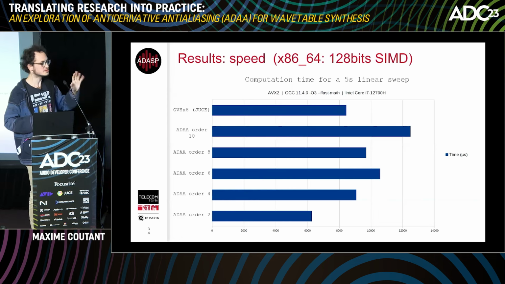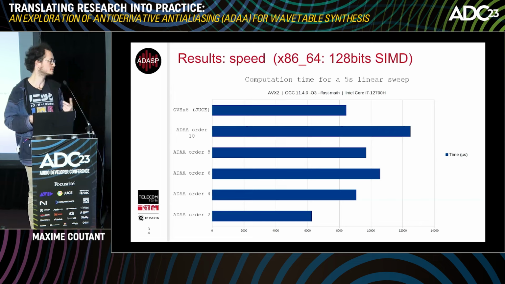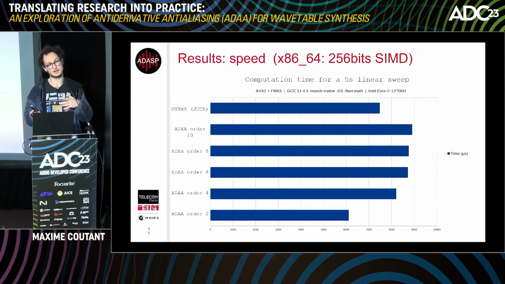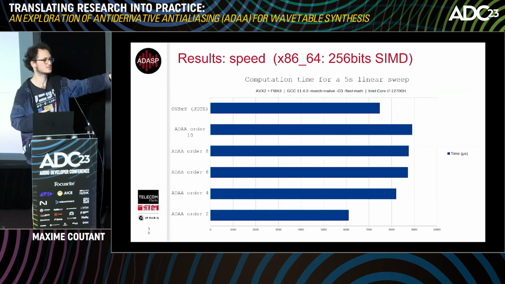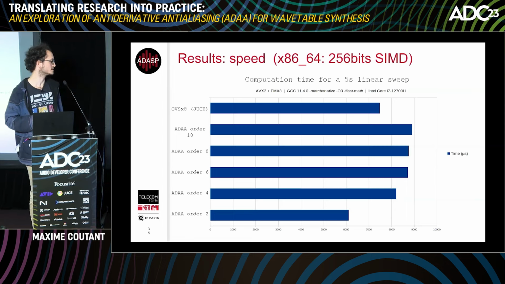So it's good, because it seems that it's not really that much slower than oversampling, so we're kind of in the same realm, so it may be interesting to take into account when making decisions. Same thing with AVX2 plus FMA3, and once again it matched the expectations, because order 10 is now taking approximately the same time as order 4, 6, and 8.